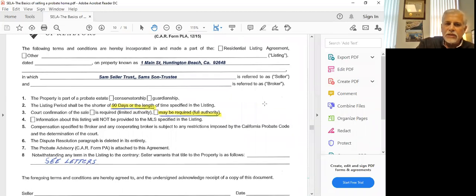And once again, it goes through and makes sure that you get the information that this property is part of a probate. If it's conservatorship or guardianship, that's a whole different talk. That's when you've got people who are still alive and you need a conservatorship. A lot of times things get blown up because the son or daughter says, my father's incapacitated, I have power of attorney.